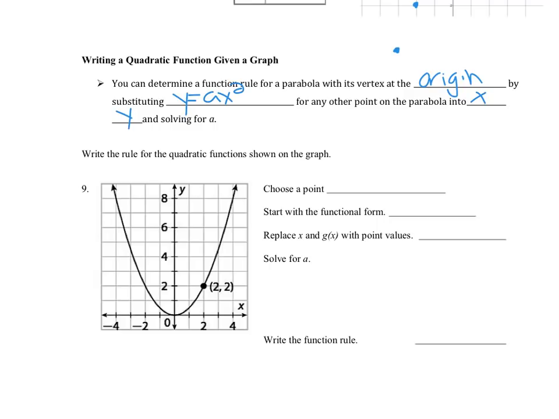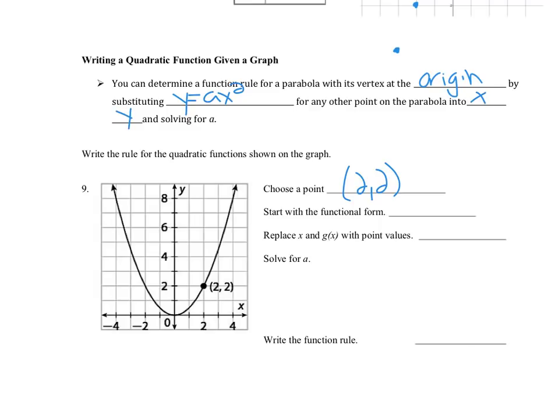So we want to write the rule for the quadratic function shown on the graph. First thing we want to do is choose a point. We want to choose something besides 0, 0, though. So in this case, we'll choose the point 2, 2. The reason: if you choose 0, 0, 0 multiplied by anything is going to be 0, so you're going to get 0 equals 0, and that's not going to help you solve for a.